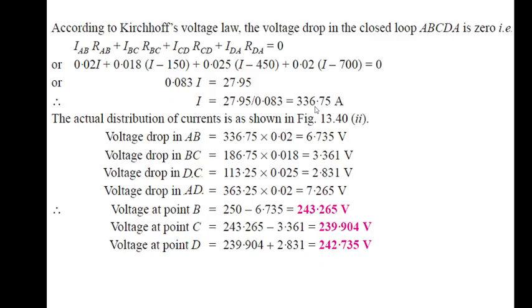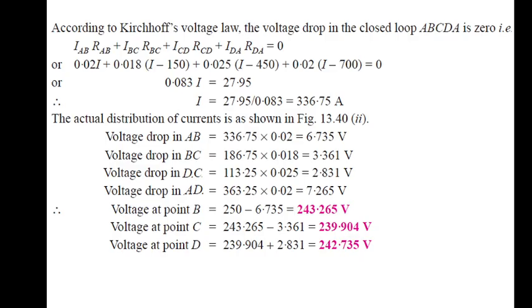336.75 amp. Using this result, the actual current distribution in each section is confirmed, matching the values shown in the previous slides. The slide then proceeds to calculate the voltage drop across each section by multiplying the current in that section by its resistance. So this is a voltage drop. It can be simply calculated by using Ohm's law.